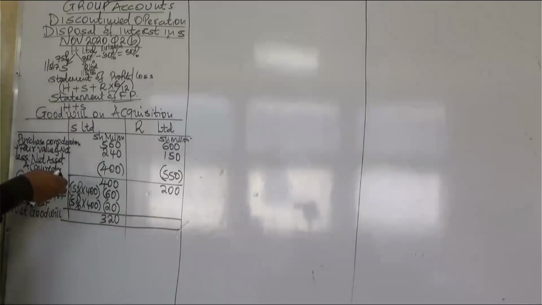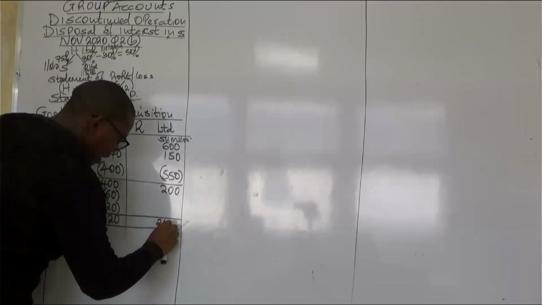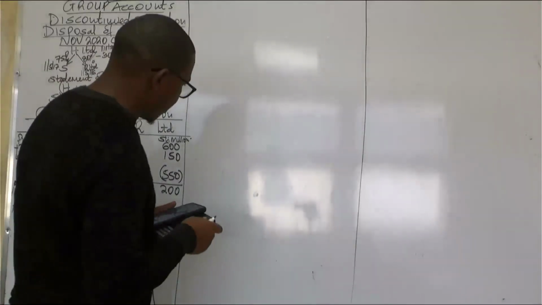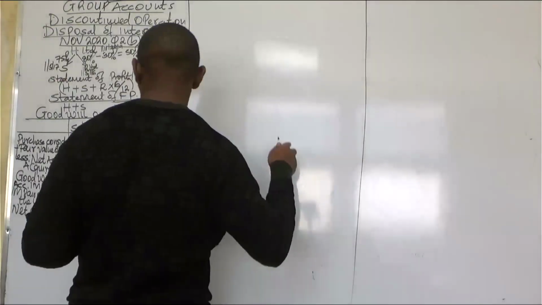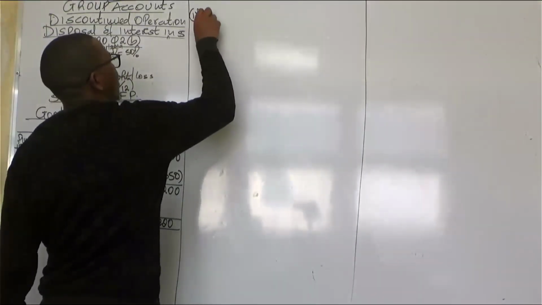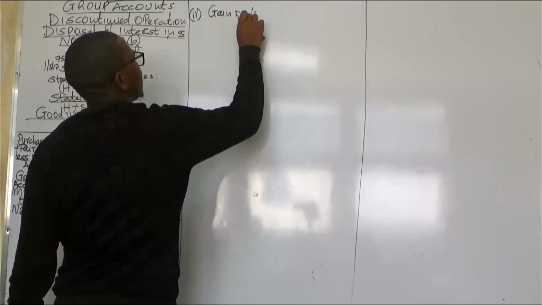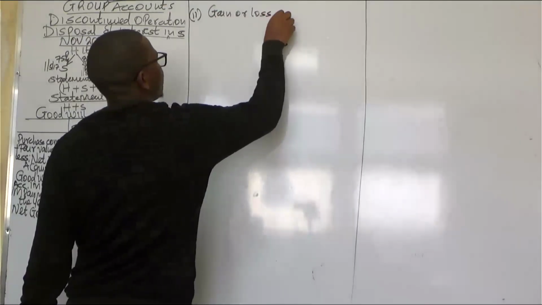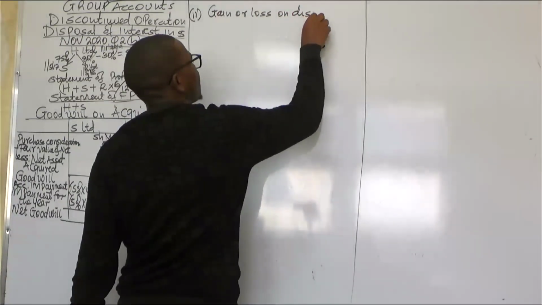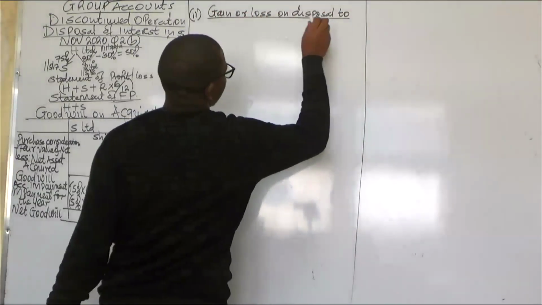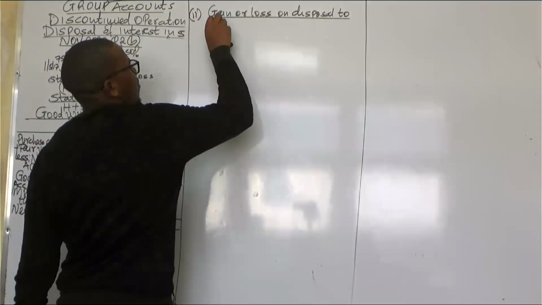320. Now, for this one, we were told that impairment had not occurred in respect of goodwill of R Limited. So that will be that one. We now continue. We now answer our Roman number 1. Roman 1 is a gain or loss on disposal. This is to be included in the consolidated statement of profit or loss.